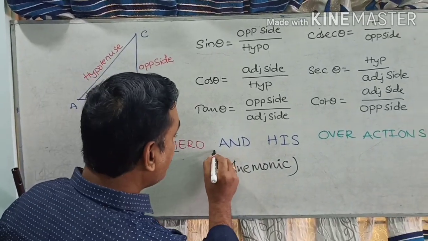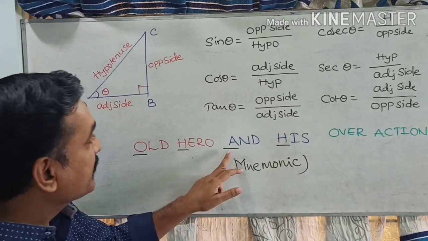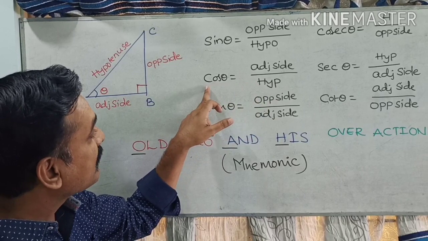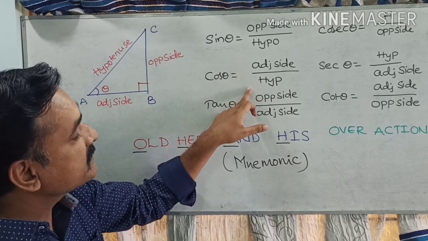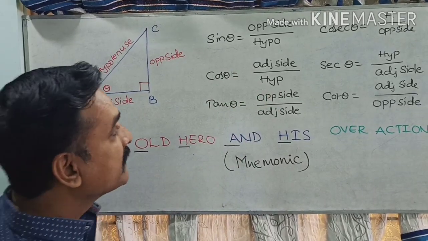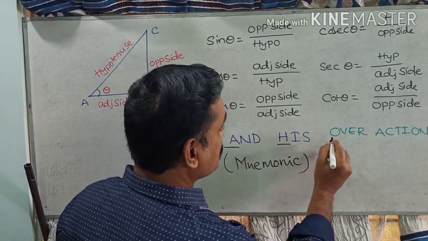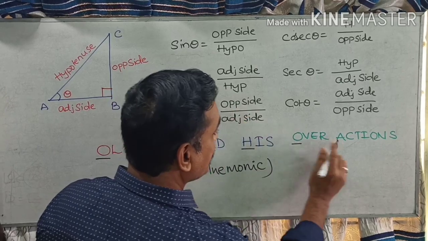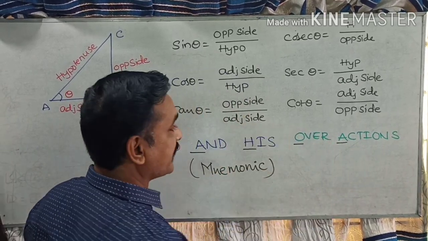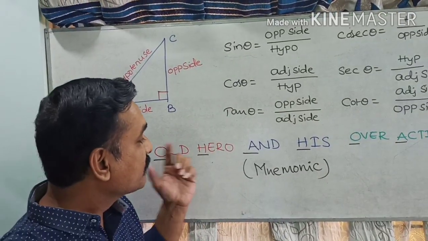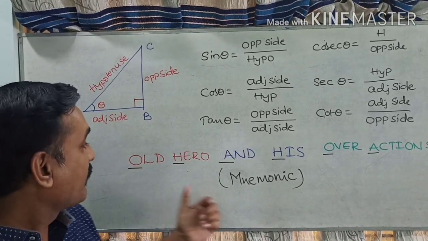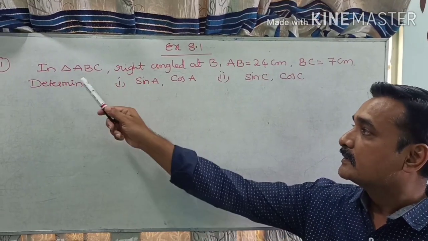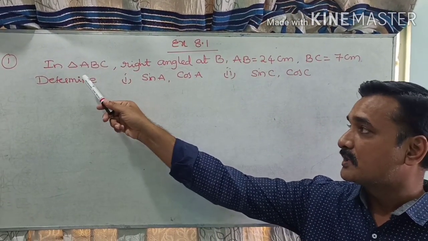Next, A and H. A means adjacent side, H means hypotenuse. So cos theta equals adjacent side by hypotenuse, and tan theta equals opposite side by adjacent side, O by A. To remember this one, we can keep in mind a small mnemonic: old hero and his.